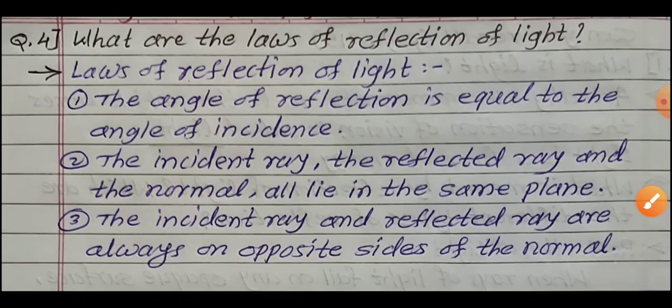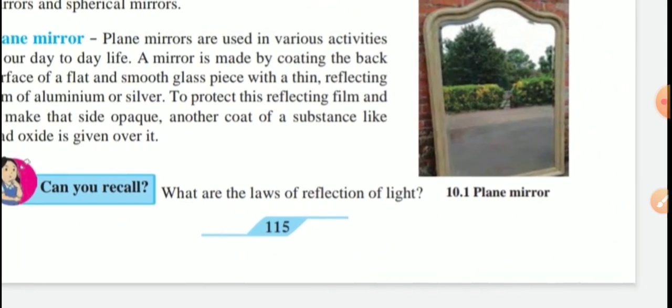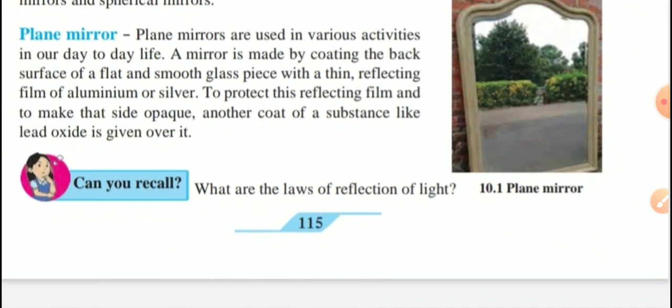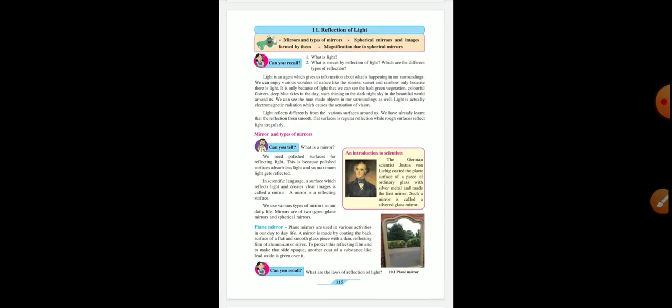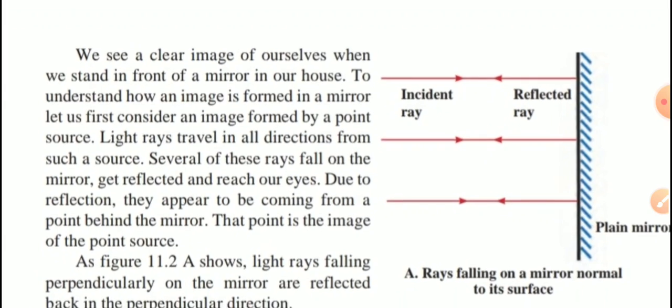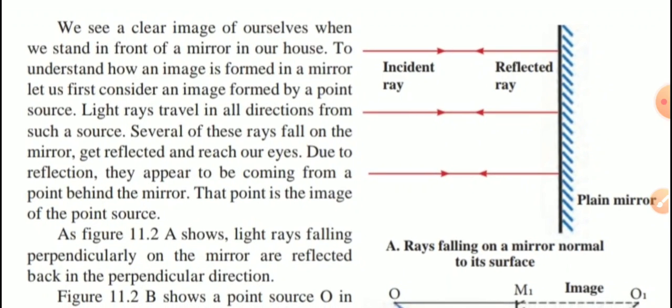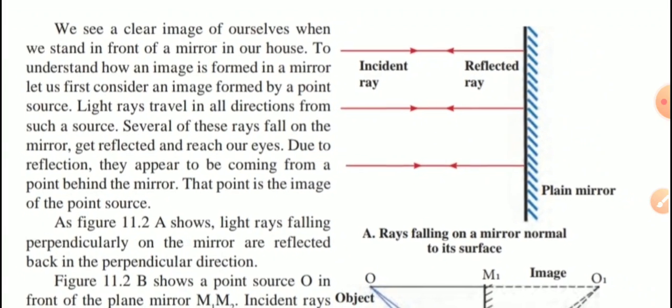Next, come back to our main page. So this is the answer to this last question. Can you recall? What are the laws of reflection of light? Next page. Now see the explanation given here. We see a clear image of ourselves when we stand in front of a mirror in our house. Check in the figure also.